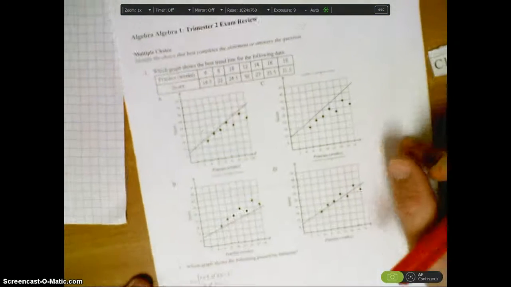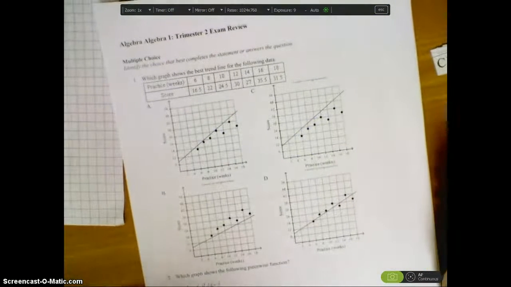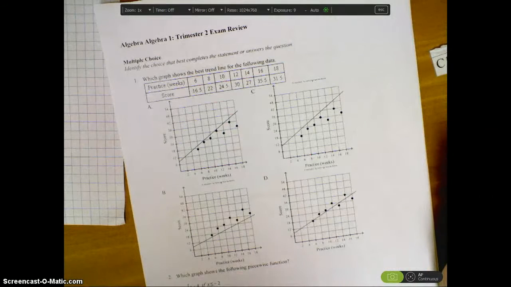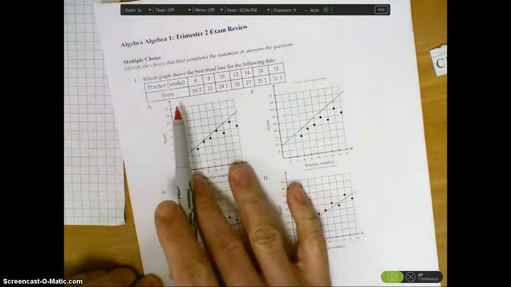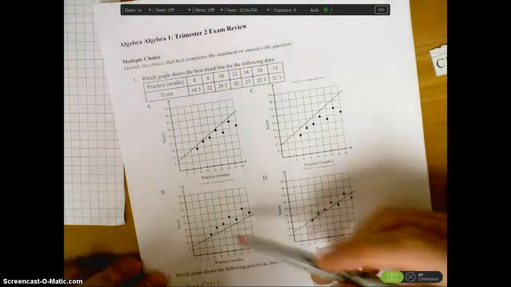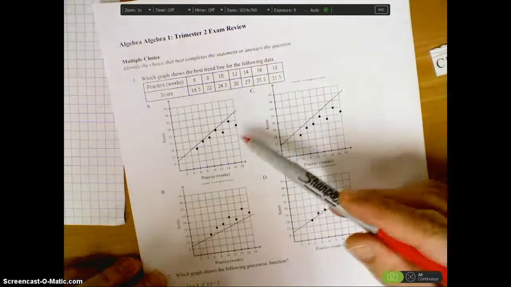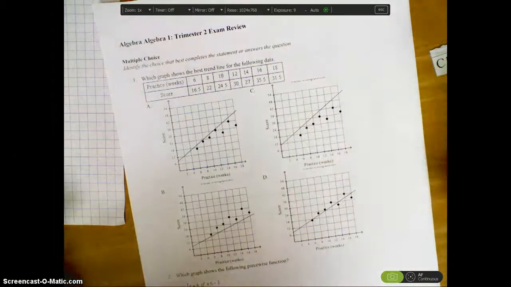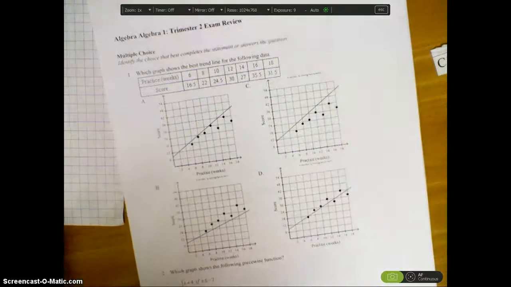Very first problem, and when I go over these multiple choice questions, I'm going to try to show you why some of these choices aren't good. This is a best fit line or a trend line, and it is multiple choice. All of these dots are in the same spot, so I'm looking for the best line of fit, the one that represents the data the closest.